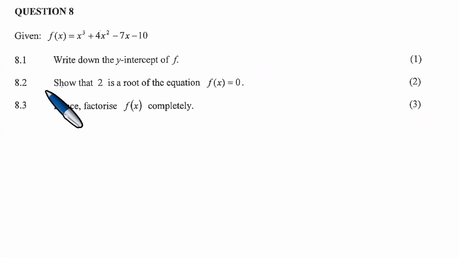In 8.2, you need to show that 2 is the root of the equation f of x equals 0. What is a root? A root is a value of x. So now we are dealing with x equals 2, because x is the root.